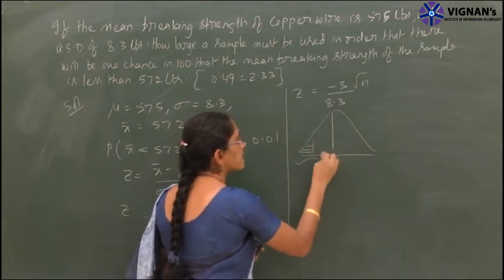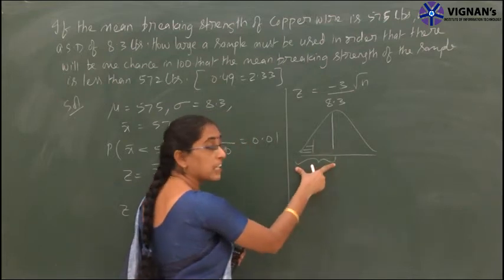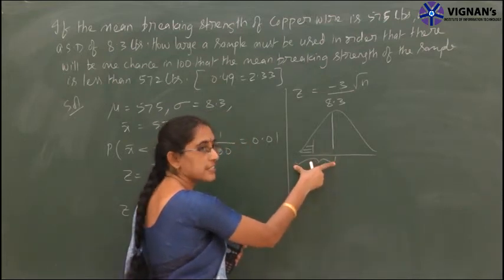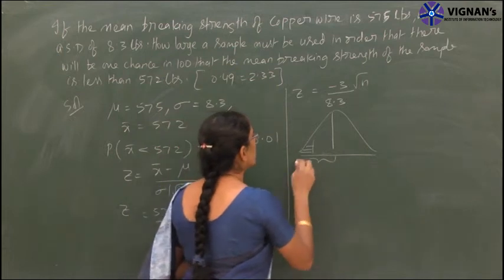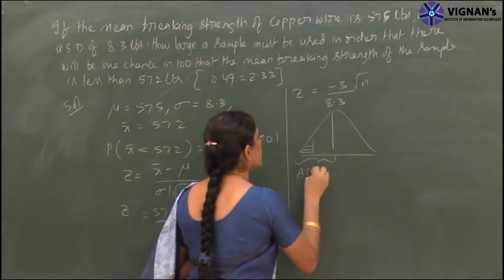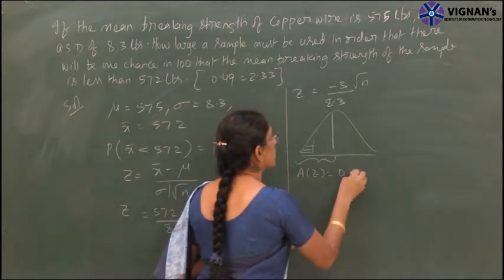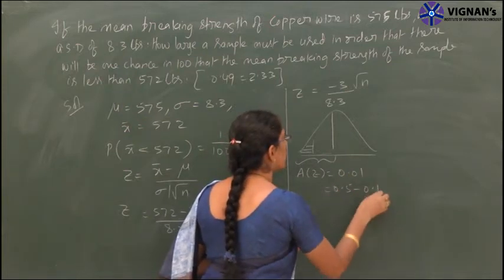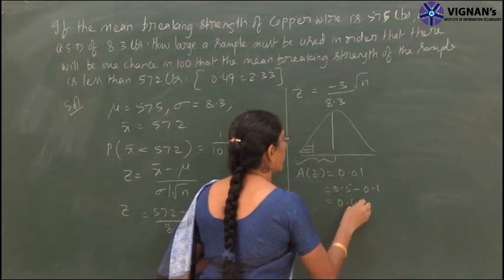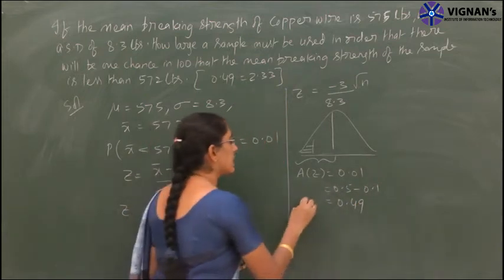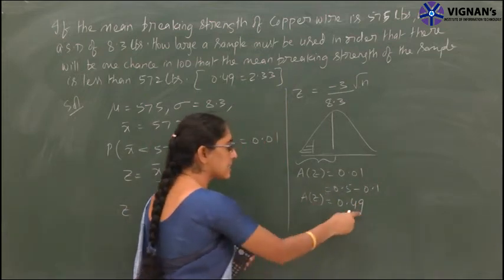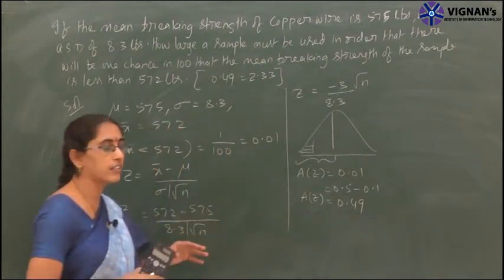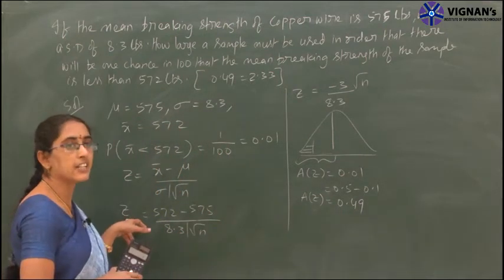Now the probability is given, then what about this part? Because we know that the probability of the left child is 0.5. So here it is given as A of Z is equal to 0.01. So 0.5 minus 0.01 is 0.49 here. So that is A of Z. But using this value, we have to find the ordinate, means we have to find the Z value here.